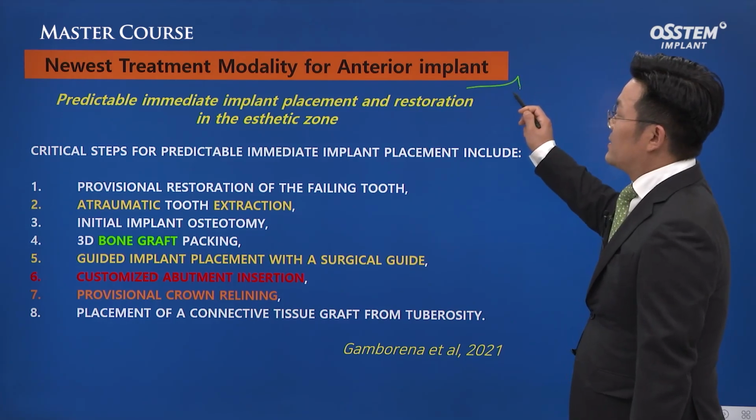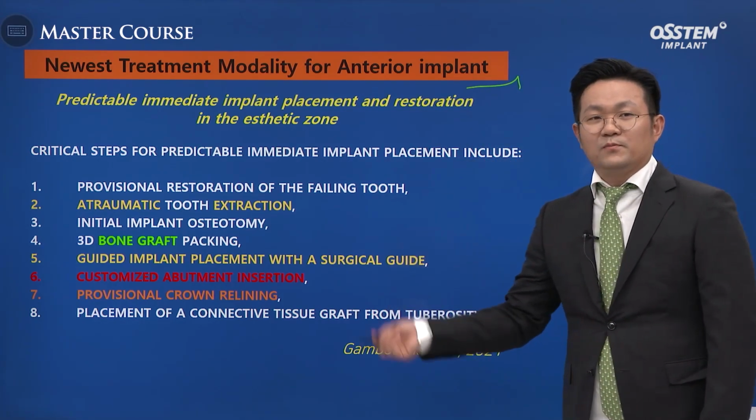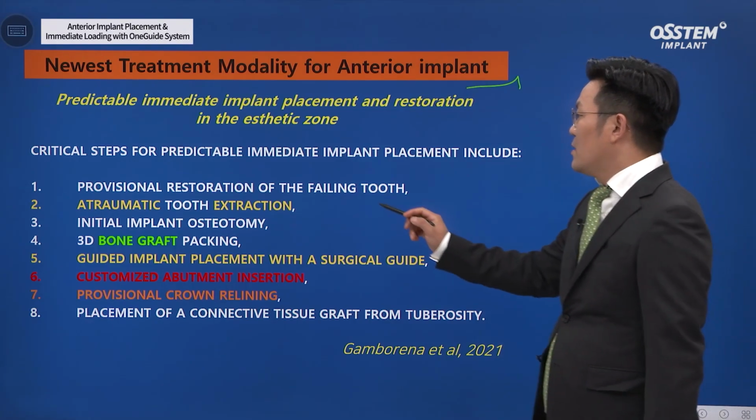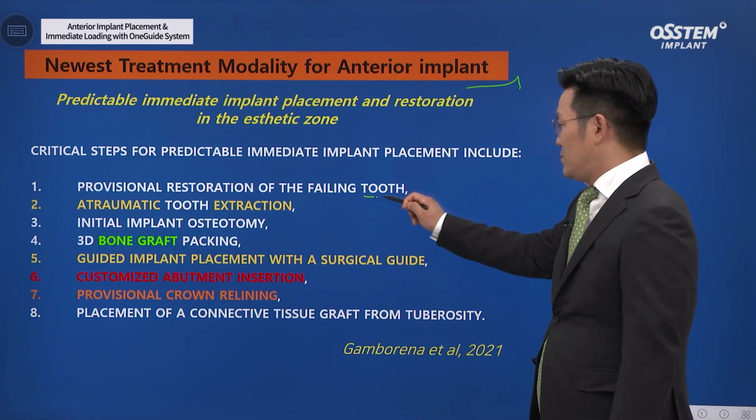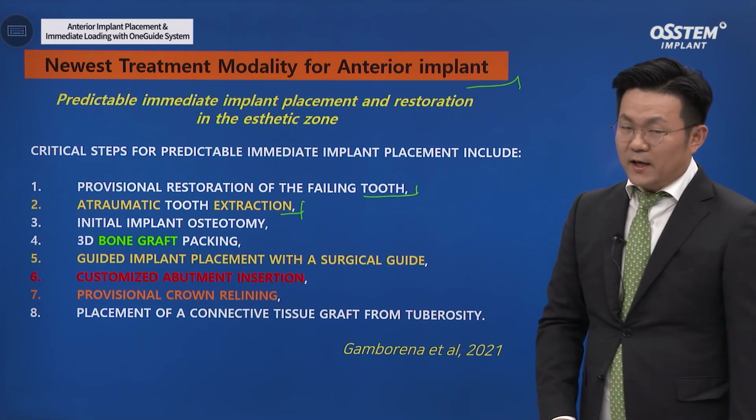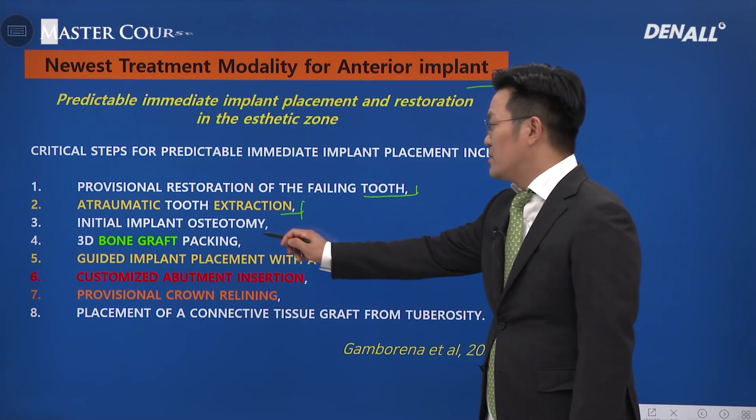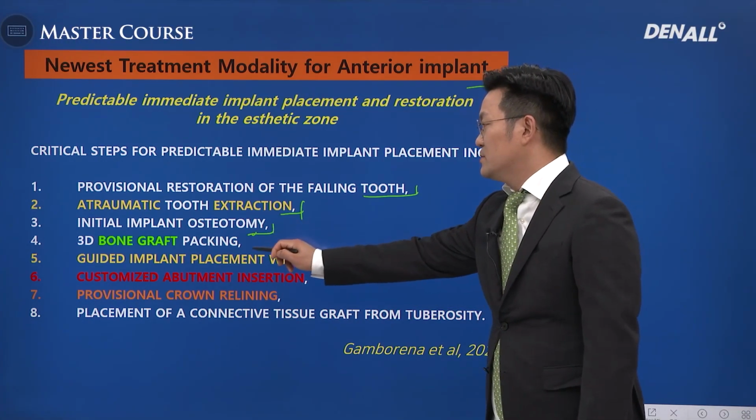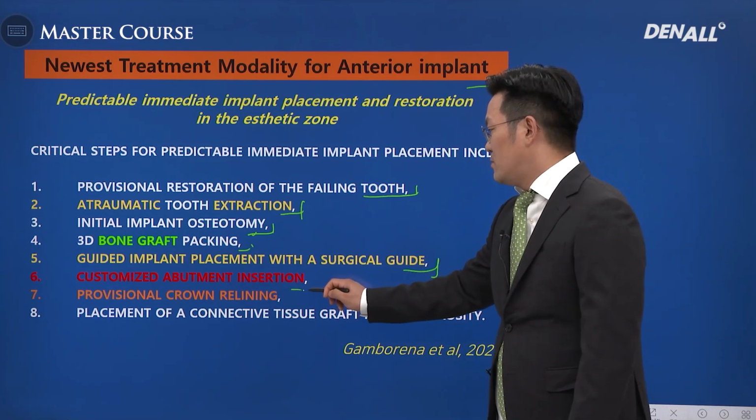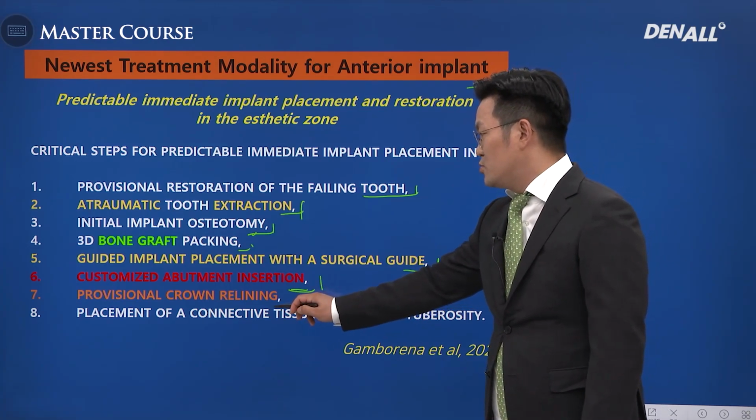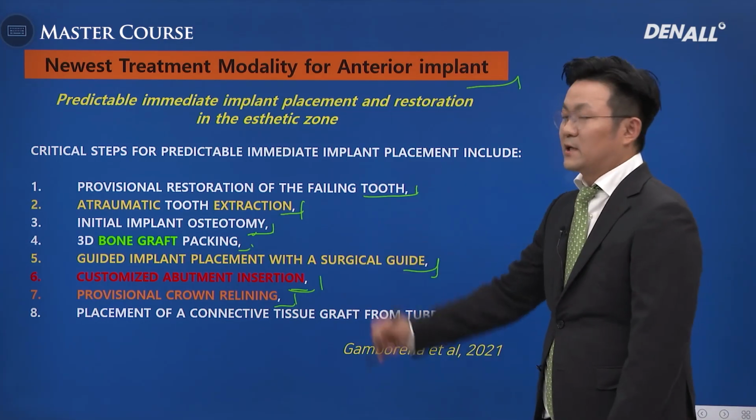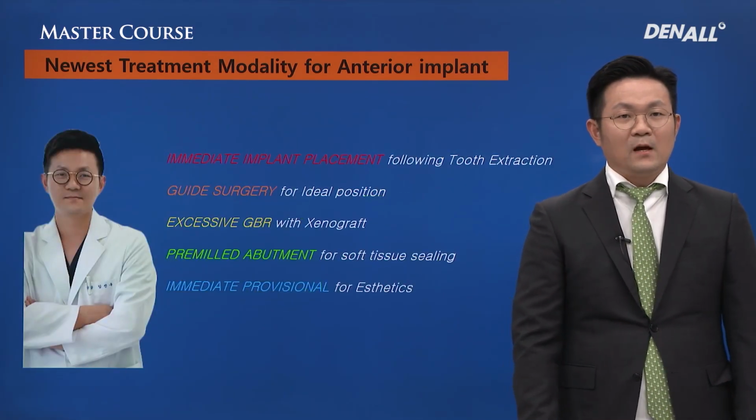Recently, on the anterior implant side, the newest treatment modalities have been summarized in this paper, and they say if possible, provisional restoration is what you need to do, and atraumatic extraction is recommended as much as possible. Then when you place the implant, you have to do good bone grafts, use a surgical guide, put in the customized abutment, and do provisional crown relining. So these are the recommended practices.